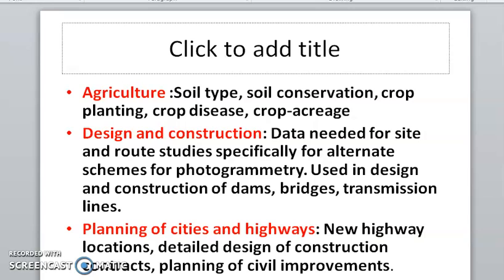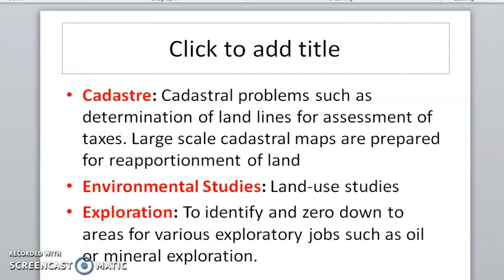Design of construction: data needed for site and route studies, specifically for alternate schemes. Photogrammetry is used in design and construction of dams, bridges, transmission lines. Planning of city and highway, new highway location, detailed design of construction contracts, planning of civil improvement.